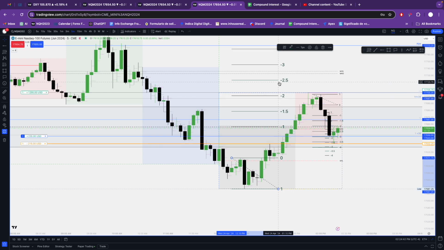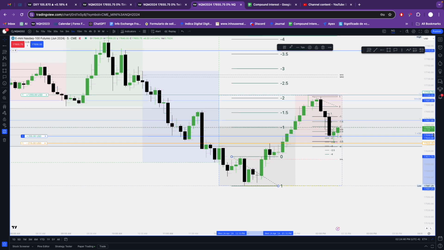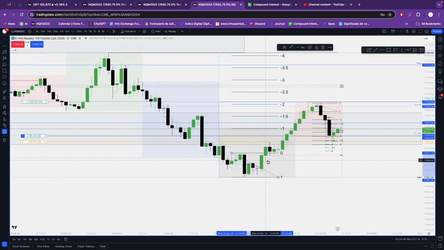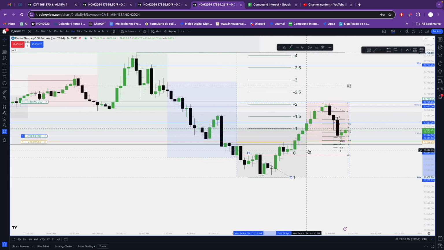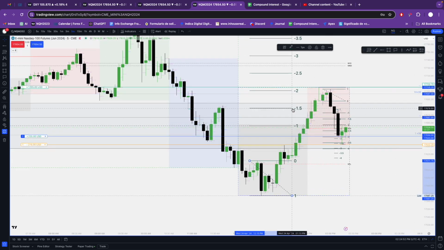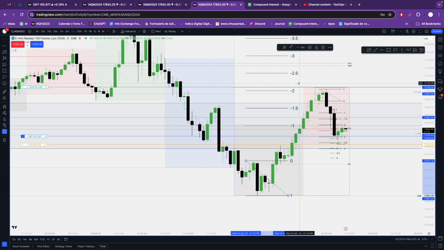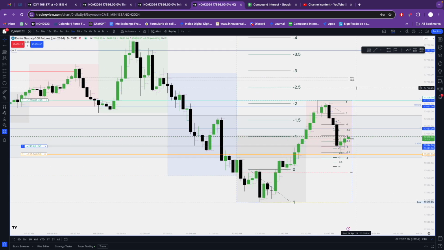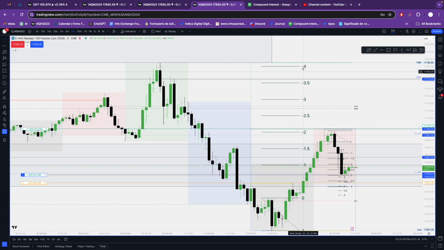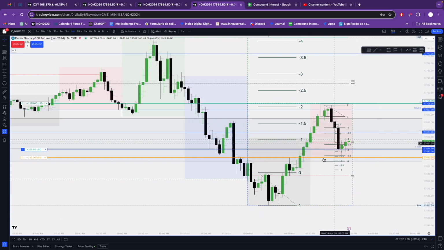-2, 2.5 again. That's where we can expect a retracement. I feel like we did this already. At 1.5 we can expect our first retracement, but this is like SMR, smart money reversal. Look how that lines up nicely.